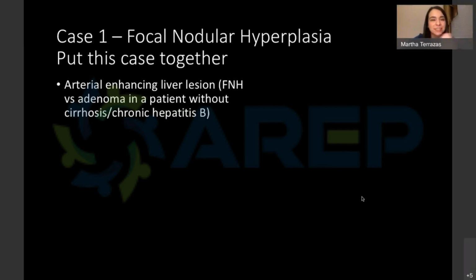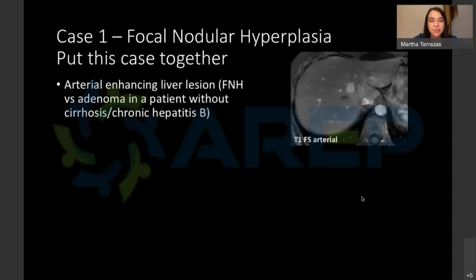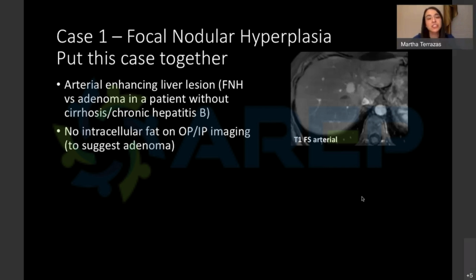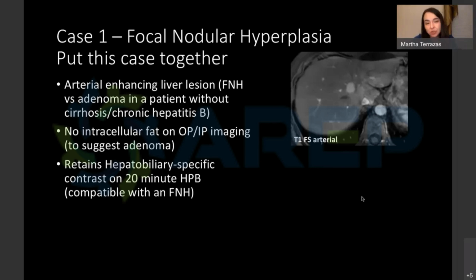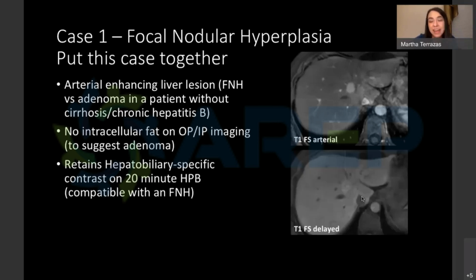So let's just put all these findings together. We had 2 arterially enhancing liver lesions. And in a non-cirrhotic patient or a patient without chronic hepatitis B, for an arterially enhancing liver lesion, we're thinking FNH versus adenoma with no history of malignancy. Then we went to our opposed phase and in phase to see if there was intracellular or microscopic fat. And if there was, that would push us to an adenoma, and there wasn't. And then we looked at a 20-minute hepatobiliary specific contrast phase, and we saw that the lesion retained that contrast. So it had functioning hepatocytes, so it's compatible with an FNH.